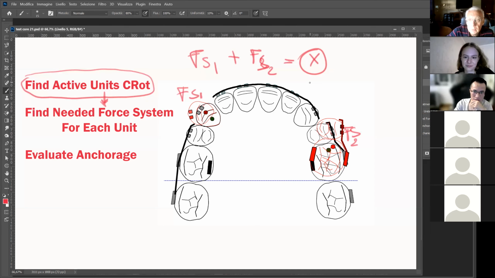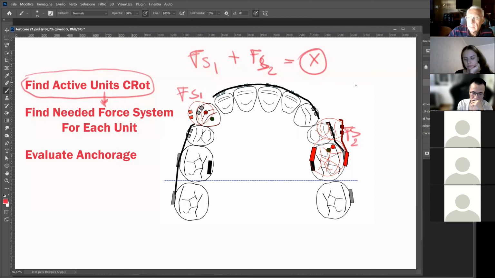So the two force systems are equal to 0, and it means that you can create a mechanical solution where there is an absolute consistency. So in this condition, you need no anchorage. So if the sum of all the forces is equal to 0, you need no anchorage.